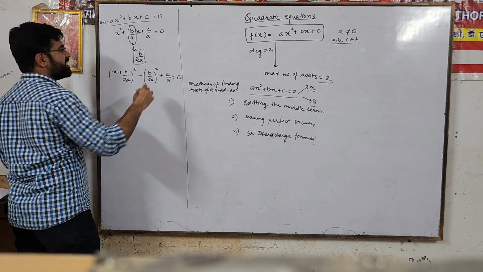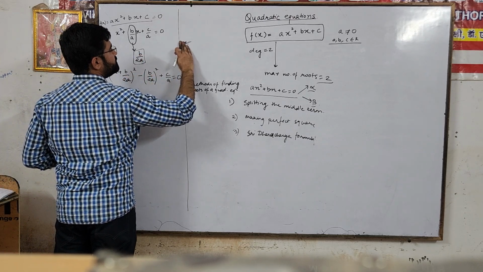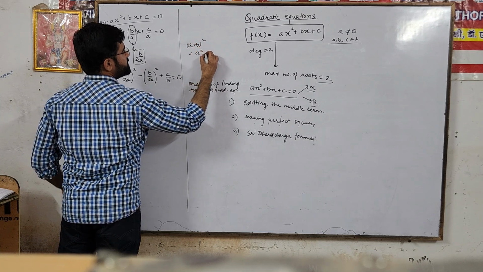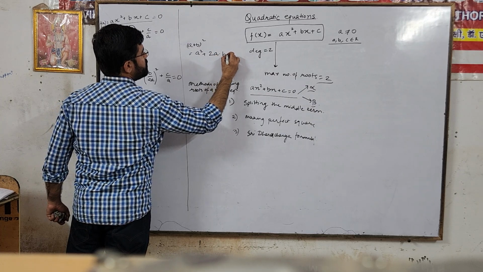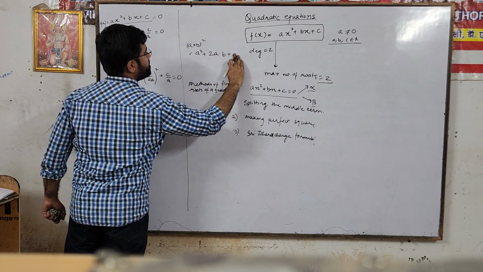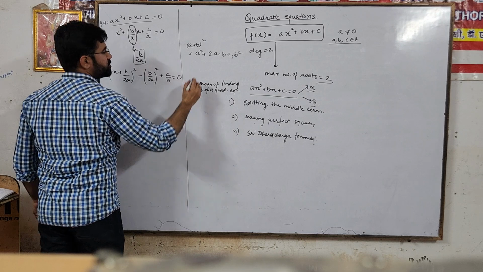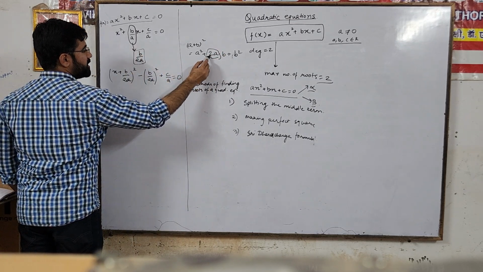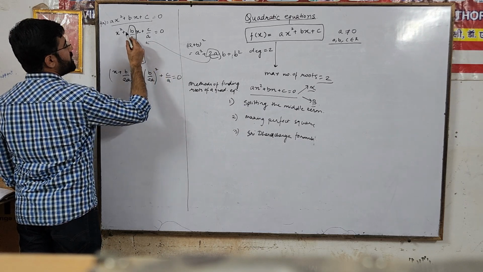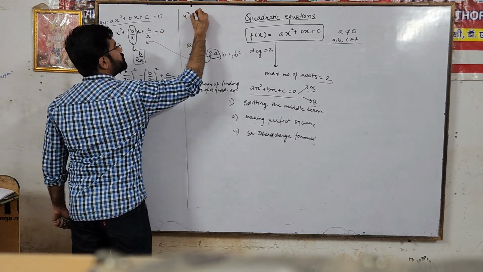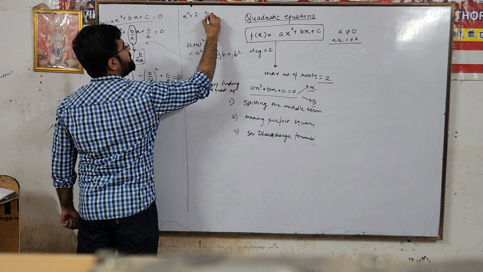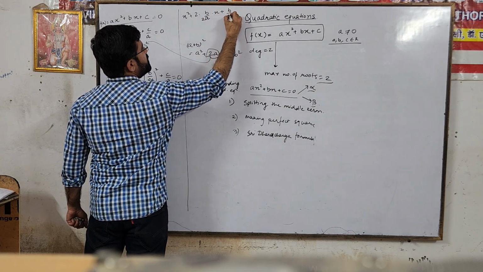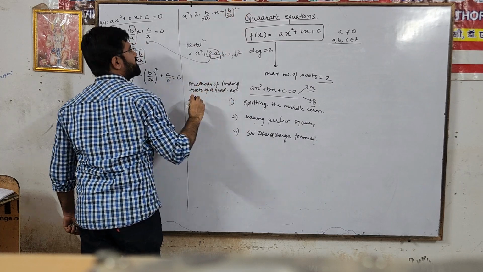So basically the general idea is that in any (a plus b) whole square, when you open this, it is a square plus 2 times a into b plus b square. So basically what I have done is I have taken this and added an extra 2 from my side. So this becomes x square plus 2 times b by 2a times x plus (b by 2a) whole square. Okay.